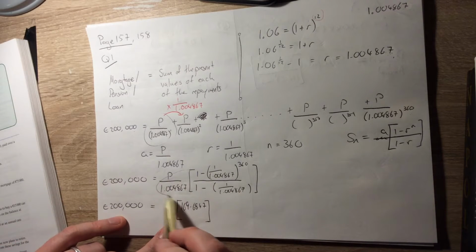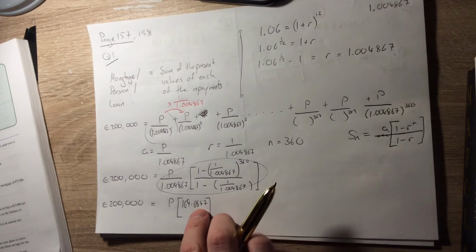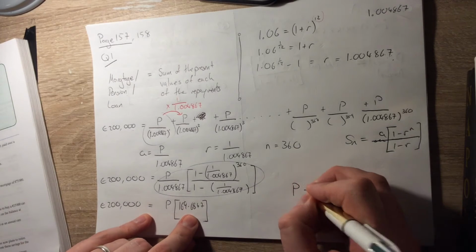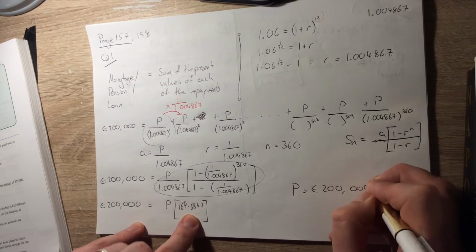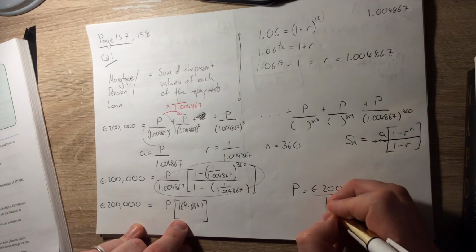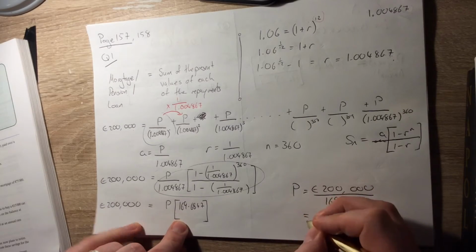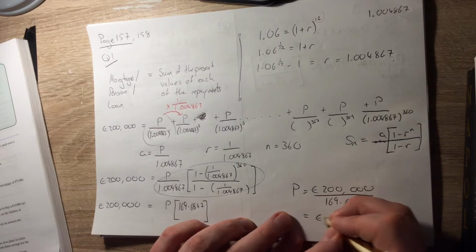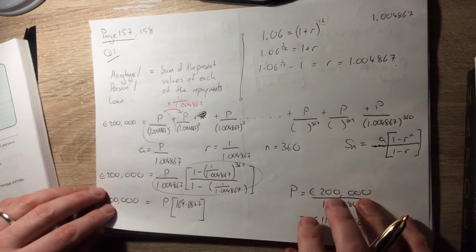When you work all this out on the calculator, you should have gotten 169.6847. Which means P then is 200,000 divided by 169.6847, and that will give us an answer of 1178.66 if you do that in your calculator.